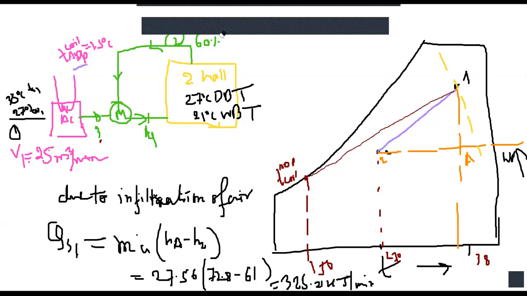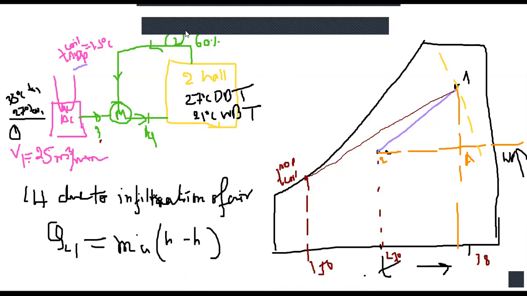Latent heat load due to infiltration of air. This is L1, latent heat load. So mass flow rate into enthalpy drop between latent heat portion. That means 1 to A. That means H1 minus HA.